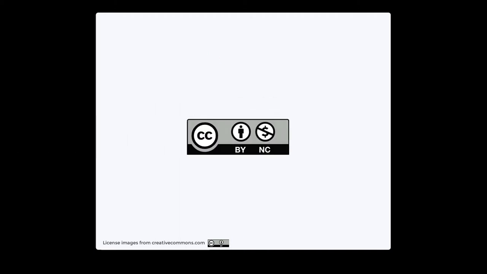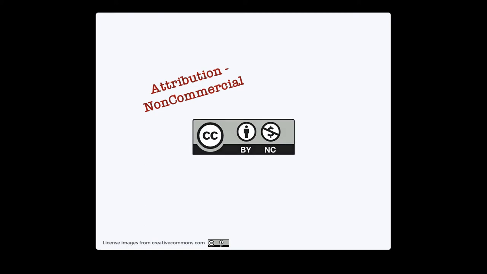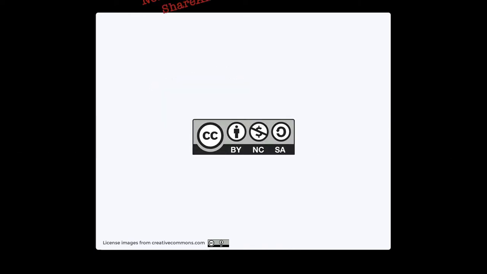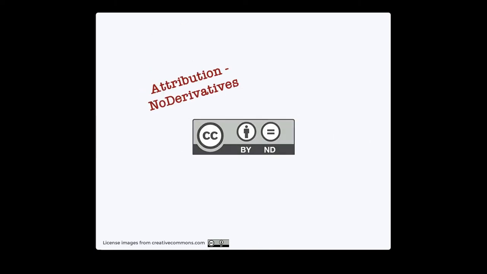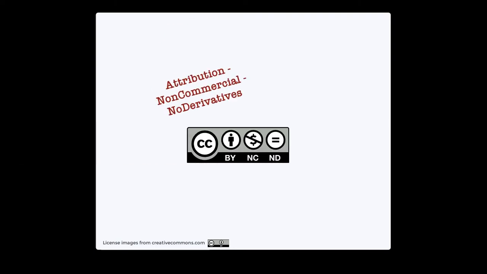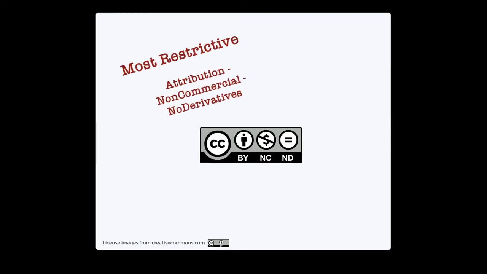The Attribution Non-Commercial license allows for the work to be used for any non-commercial purposes as long as the creator is given proper attribution. Attribution Non-Commercial Share Alike combines the three elements, which carry all of the previously mentioned restrictions. Attribution No Derivatives allows reuse for any purpose as long as attribution is made and no adaptations have been performed on the original work.